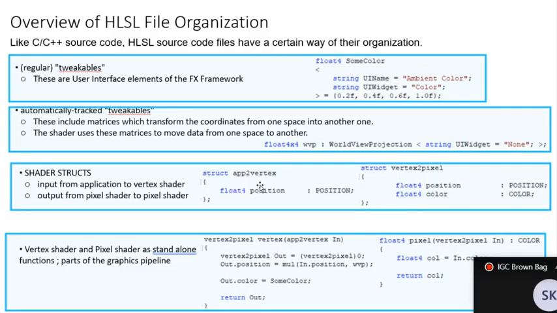Two shader structs. App to vertex is the input from the application to the vertex shader. It contains the vertex data from the CPU. It is the input parameter to the vertex shader. And then we have the vertex to pixel. It is the output from the vertex shader to the pixel shader. So this should say vertex right here, vertex shader. It is the return type of the vertex shader, and it is the input parameter to the pixel shader.